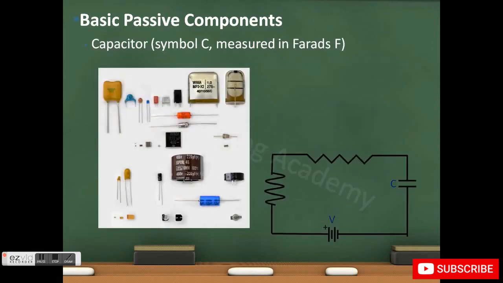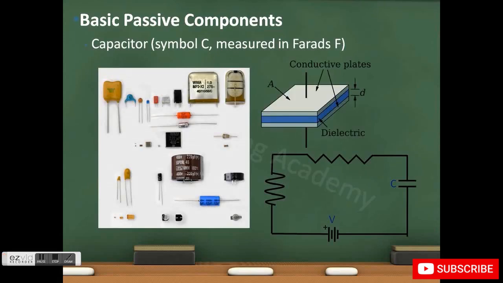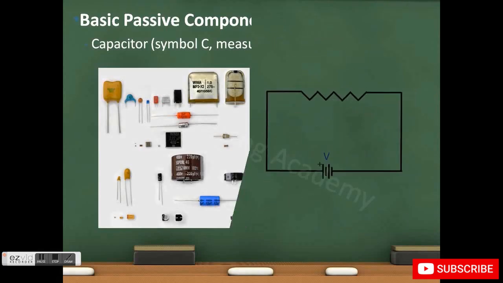An ideal capacitor can store and release energy, but unlike a resistor, it does not dissipate power. The basic structure of a capacitor consists of two metal plates separated by a dielectric. A dielectric is simply an insulator that can store energy by becoming polarized. Based on what we use as the dielectric material, there are different types of capacitors.